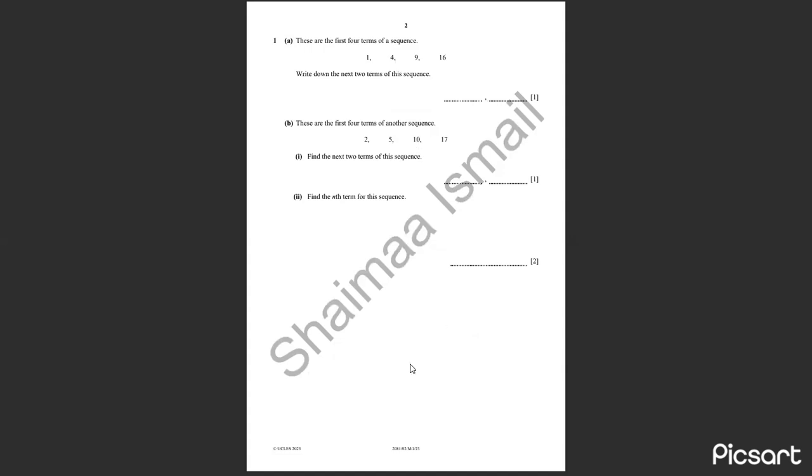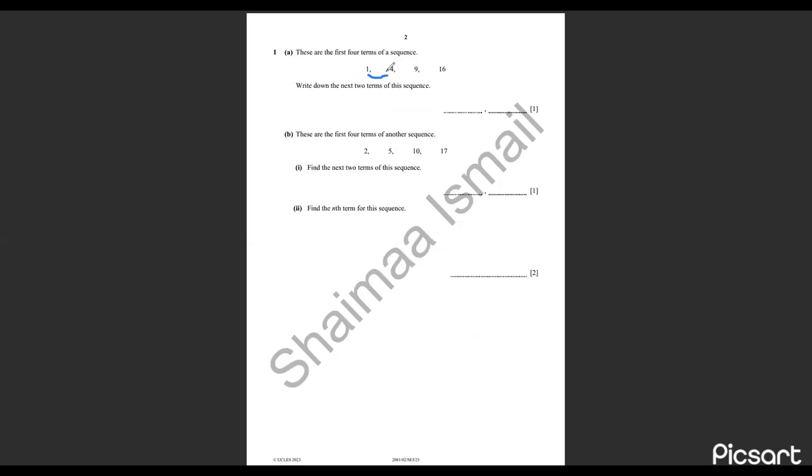Okay, this is not an arithmetic sequence. Here we have plus 3, then plus 5, then plus 7, then plus 9, then plus 11. So the next two terms: 16 plus 9 equals 25, plus 11 will be 36.